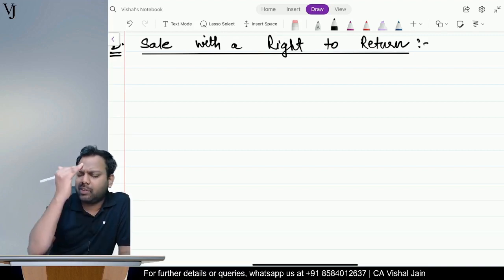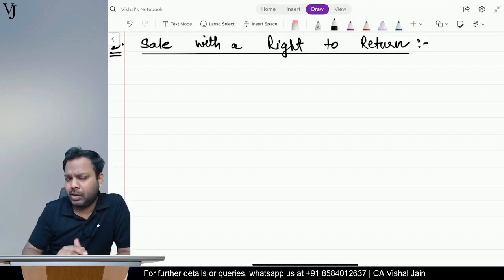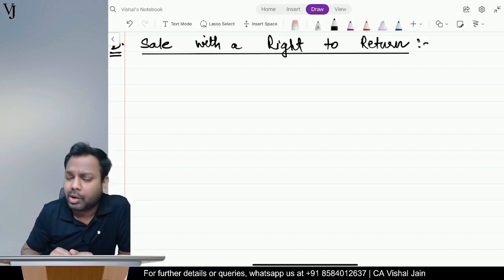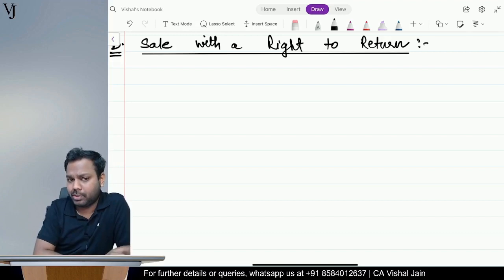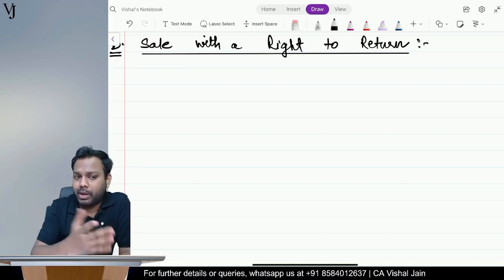Just when you're purchasing, before every purchase, don't you think you see whether there's a return policy or not? Tell me, do you see it or not? Before every purchase, we see whether there is a return policy or not, so that if we don't like the product, we will return it. Tell me yes or no.